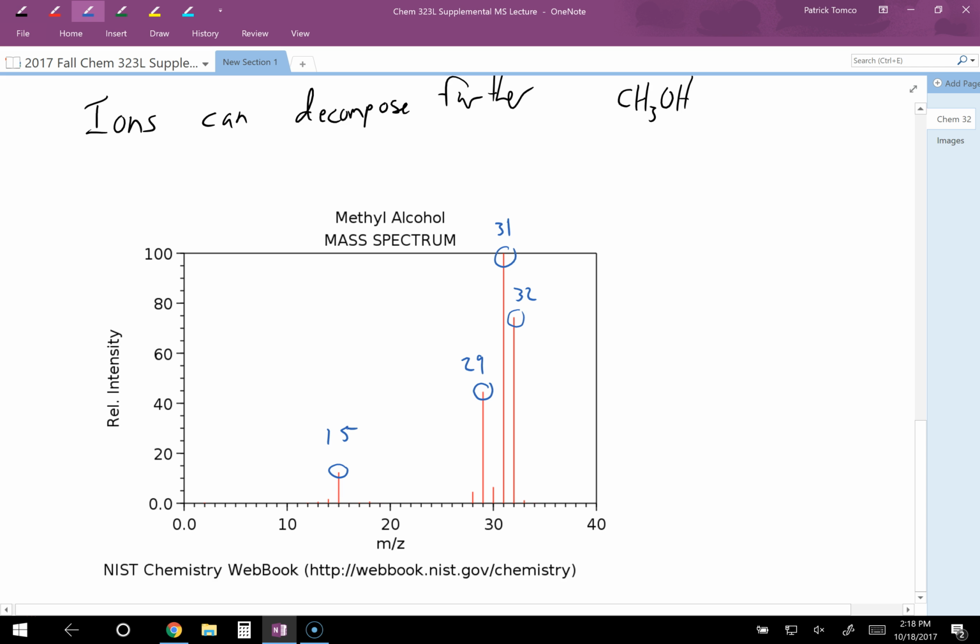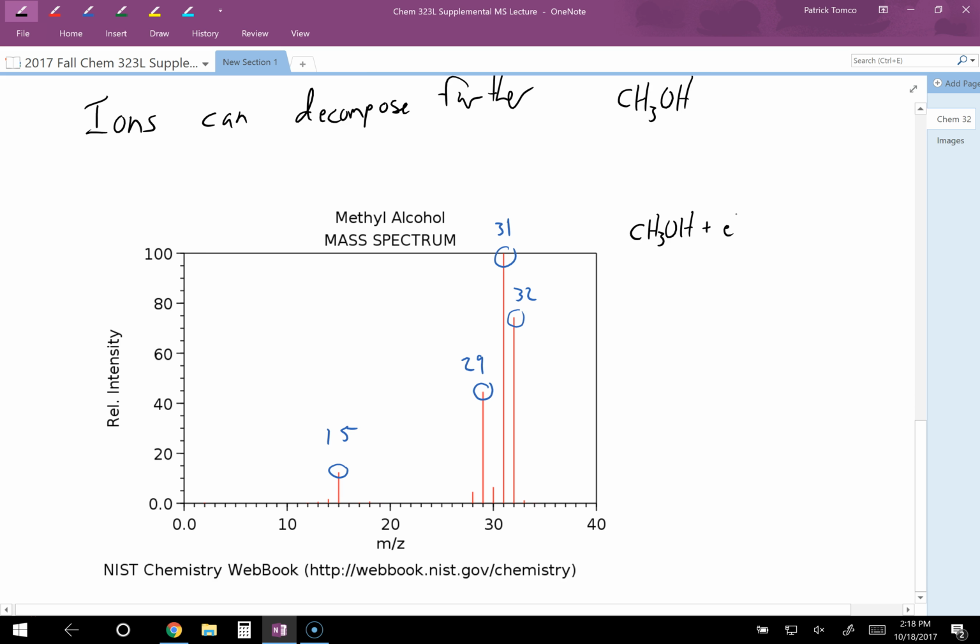And so the relative abundance is directly proportional to the stability that we see. And so the more stable of these ion fragments you get, the more of it you are going to observe. So now we need to go back and look at our structure of methanol and ask ourselves, how could this molecule fragment in a way that gives us this mass spectrum? So this data is empirical.